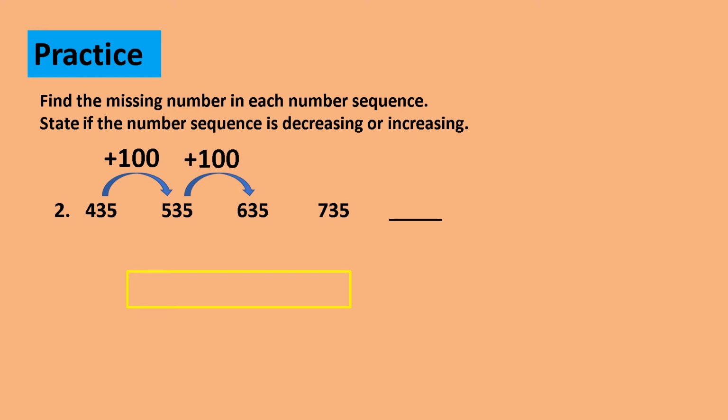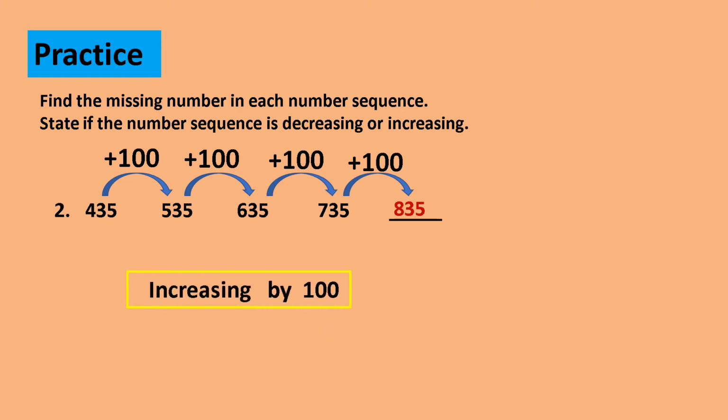And the next number is 735. It also increases by 100. So that means the sequence is increasing by 100. So the next number should be 735 plus 100, which is 835. That's right. So the sequence of the numbers is increasing by 100. Very good.